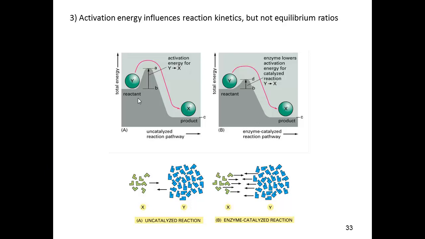Here we see an uncatalyzed reaction with a large activation energy and an enzyme catalyzed reaction with a smaller activation energy. This indicates that the reaction will happen more quickly, as indicated by the multiple arrows, versus a slow reaction. However, as you can see, the relative amounts of reactant and product are not affected because the enzyme is not changing the delta G difference between the reactant and the product.